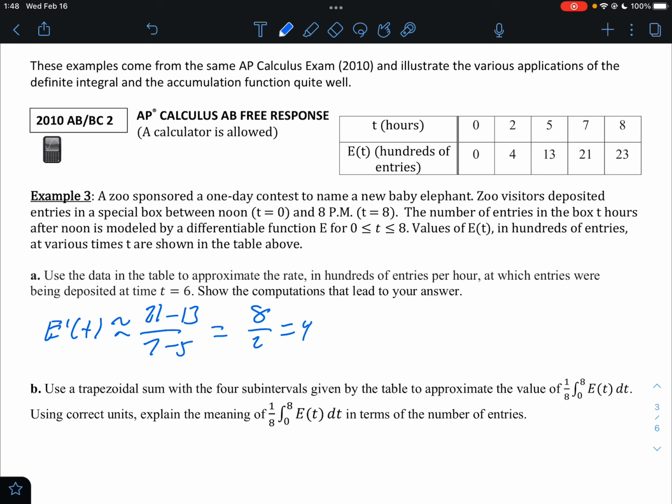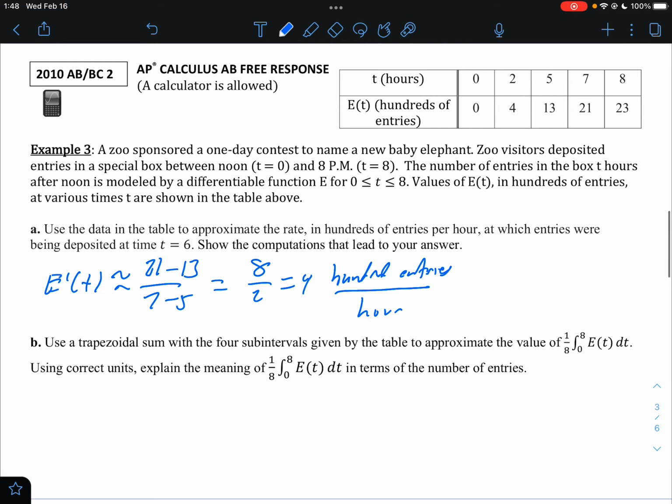Okay, so again, let's figure out what this 4 actually means. That is 400 entries per hour. So at t equals 6, about 400 entries per hour are coming in.